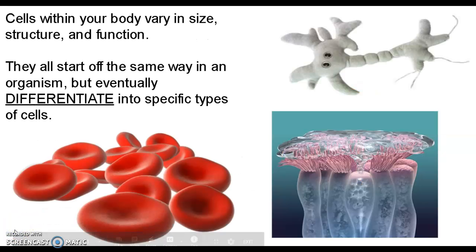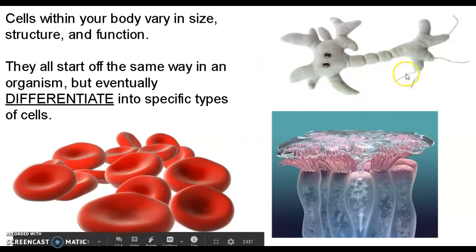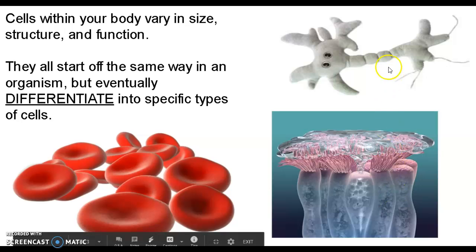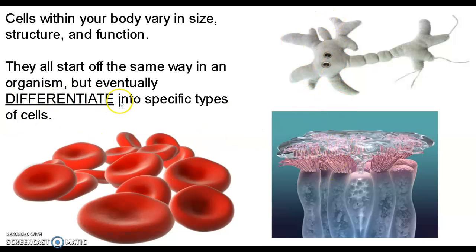All cells within your body vary in size, structure, and function. They all start off the same way in an organism, but eventually will differentiate into specific types of cells. So that way we get all the different cells with different shapes, sizes, and functions. For example, we have nerve cells, we have blood cells, and these are cells that could either be in your respiratory system or your digestive system. But they all look very different, and they all have different cell structures and different functions. That's what that word differentiate means. They all become specialized to do a certain job.